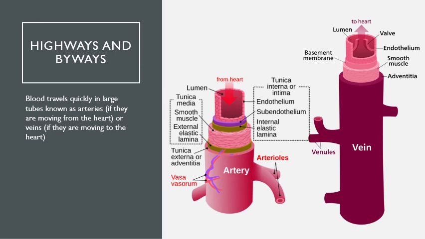Blood will travel through the body. Now we're talking about the circulatory system, in these tubes known as arteries if they are moving away from the heart, or veins if they're moving to the heart. So arteries carry oxygenated blood away from the heart, and veins carry it to the heart.